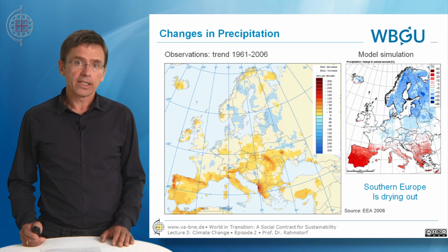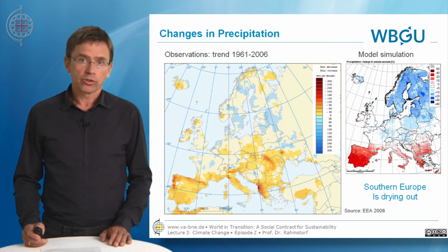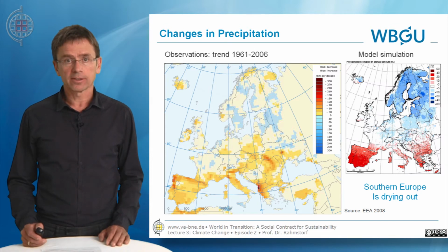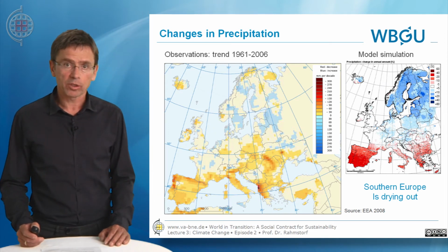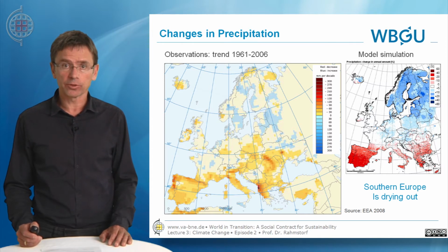The smaller map in the inset shows you a typical model simulation here from a European Union funded project, which shows the change in precipitation in scenarios of enhanced CO2 concentration in the atmosphere as computed by a climate model. And there you can see that the climate model predicts exactly what we observe, namely a drying out of the Mediterranean region. And that's a pretty robust finding across a different range of models.